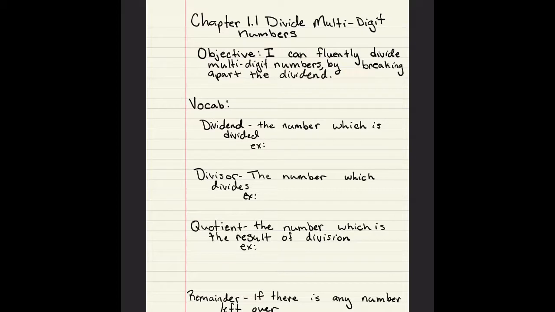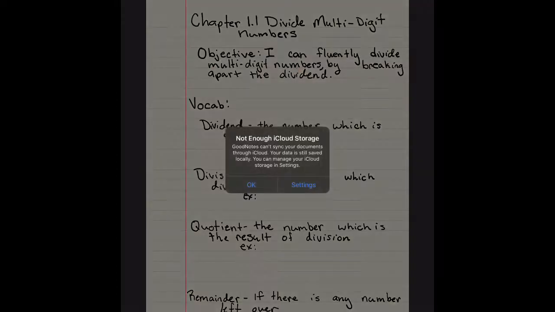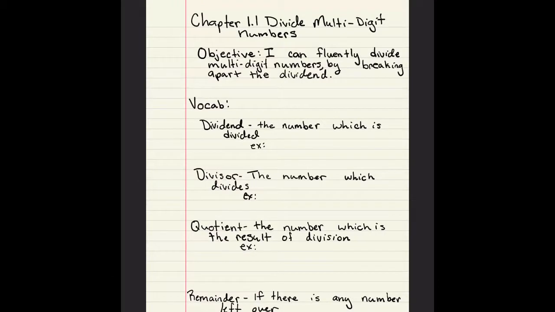So what we really want to focus on here is fluently. Fluently means being able to do it well and being able to do it a lot, over and over. So we want to focus on not just being able to divide once, but showing me that you can do it lots. And it's with multi-digit numbers, not just a few numbers or one number.